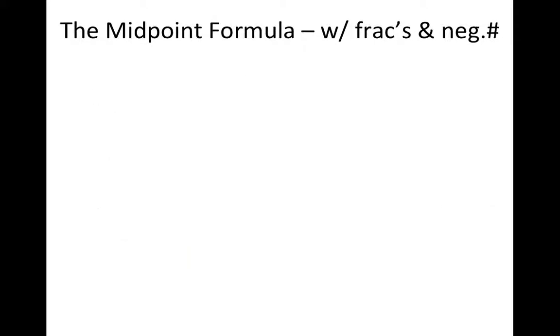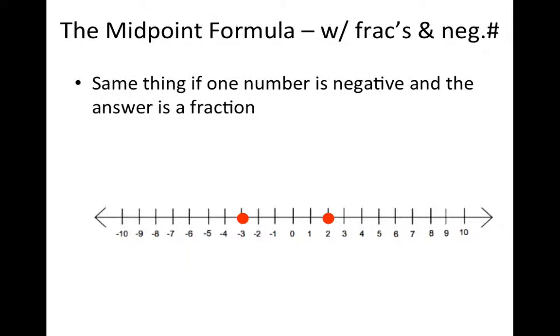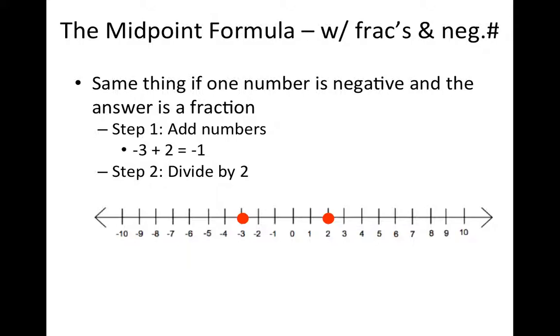Finally, I can do it if I have negative numbers and fractions. So if I'm going to try to find the midpoint between -3 and 2, same process as always. I add up the numbers. -3 plus 2 equals -1. I divide by 2 or multiply by a half, and I get -1/2. So my midpoint is going to be -1/2.